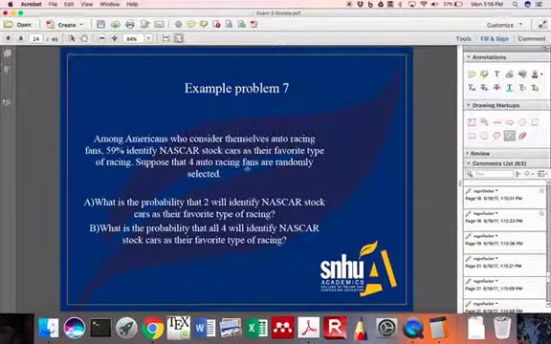Suppose that 4 auto racing fans are randomly selected. What is the probability that 2 will identify NASCAR stock cars as their favorite type of racing? What is the probability that all 4 will identify NASCAR stock cars as their favorite type of racing? So, take a moment to think about this problem and see what you come up with.